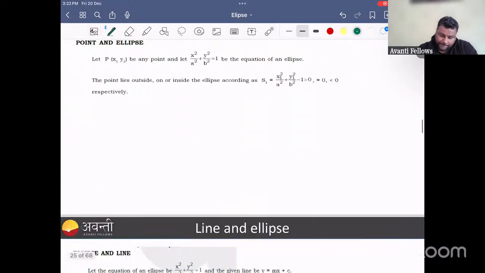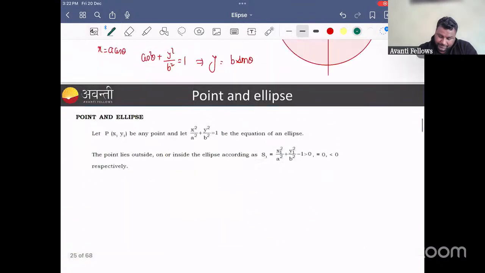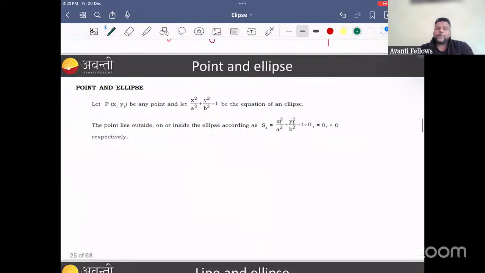Now, point and the ellipse. If we have to assume two different points on the ellipse in terms of, say, alpha and theta parameters, the points can be (a cos alpha, b sin alpha) and (a cos theta, b sin theta). Got it?